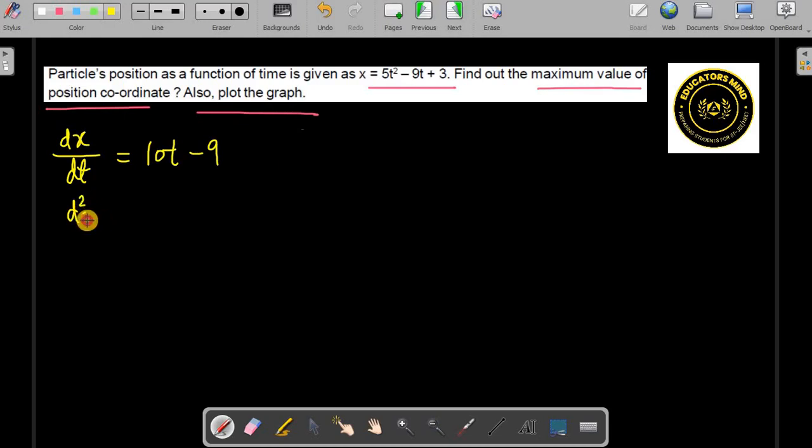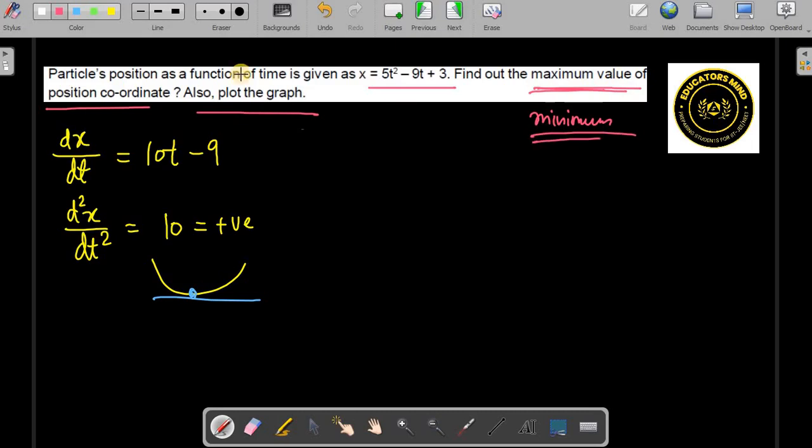And double differentiation will give us the shape of the graph. You can see this is just 10. It is positive, right? So the shape of the graph has to be concave. So it should be the minima. Here it is minima, not maximum. So I think this is not correct in the question. We have to find the minimum value.